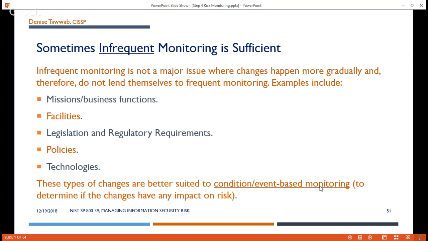Some examples include your mission business functions, your facilities, your legislative and regulatory requirements, your policies, and your technologies. These types of changes are better suited to condition or event based monitoring to determine if the changes have any impact on risk. So, yes, you want to look at changes in your environment and changes in your functions and facilities and requirements, but those changes don't happen that frequently. And when they do, you do have to look to see how the change affects your posture.